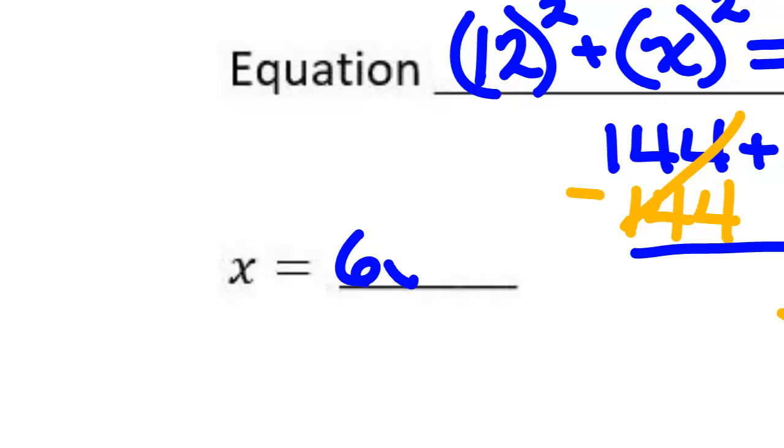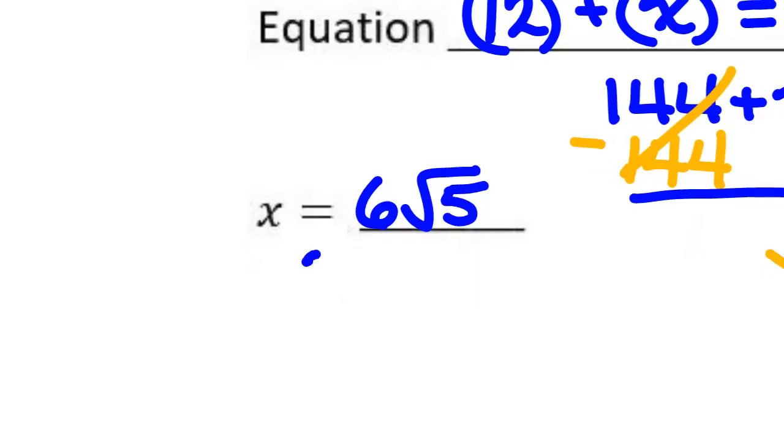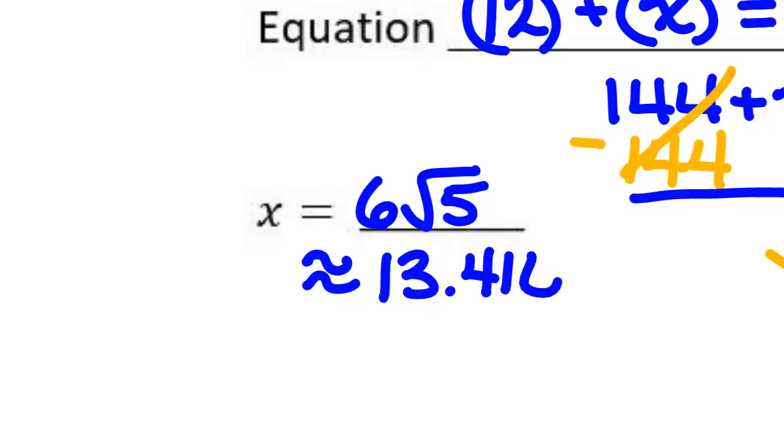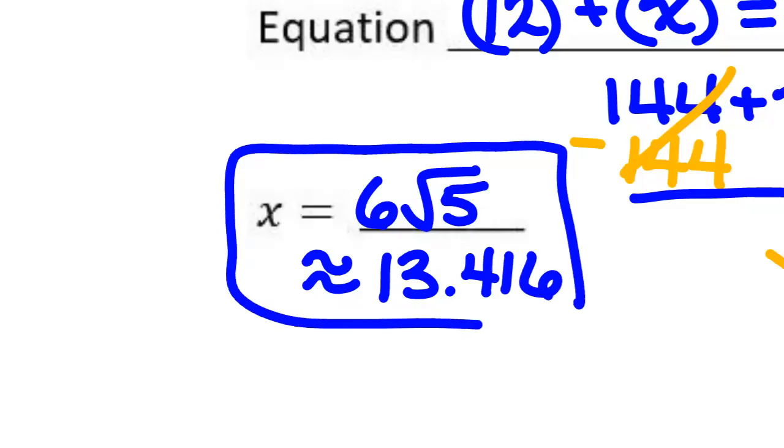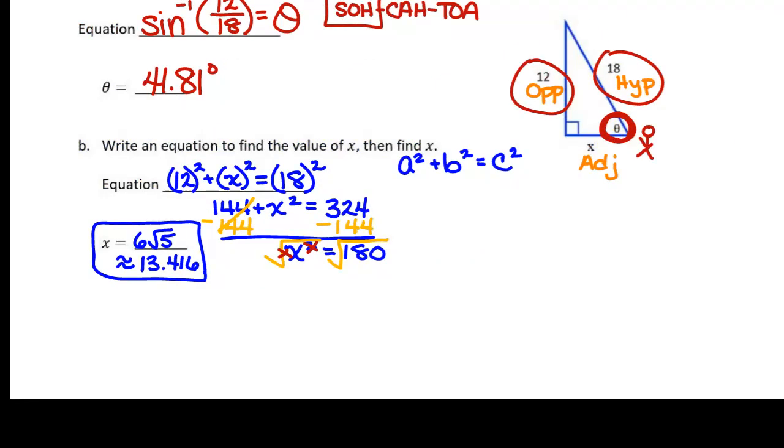13.416. I think the calculator at first tells you that it's 6 radical 5 if you're using one of my yellow calculators. And that comes out to be approximately 13.416. So I'm putting both answers down. If this is the written portion, you need to follow whatever the directions are for the written portion. But for the multiple choice section, either of those might show up as possible answers. So I want you to be prepared and familiar with both of those.